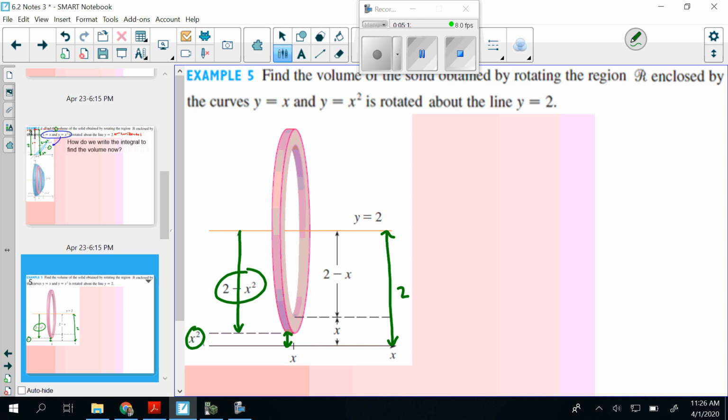We're going to do the similar thing now with that inside radius. So the inside radius, we know that this is again a distance of 2. The length from the axis to this point is x. So then this total distance here would be 2 minus x. And so those become our two radiuses.